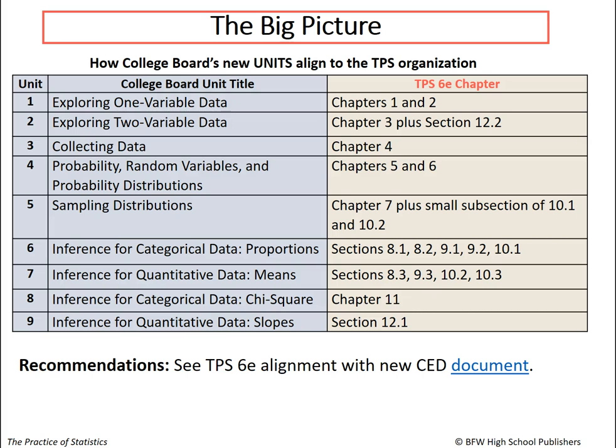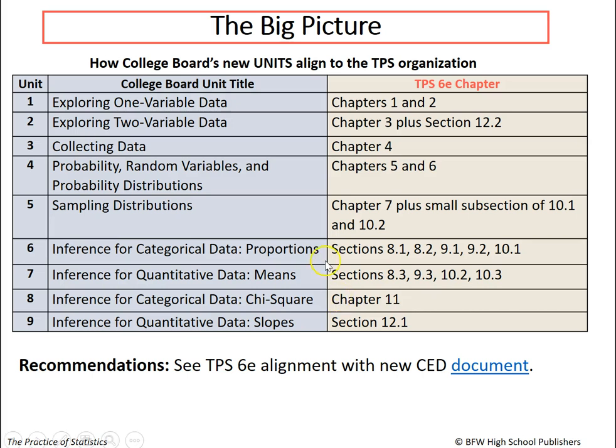Here's where the big changes occur. You'll notice that the College Board course framework organizes inference based on the type of data we're doing inference about, so categorical data or quantitative data. In the previous topic outline, we decided to organize based on the type of inference, that is, confidence intervals or tests. So that's how TPS is organized.